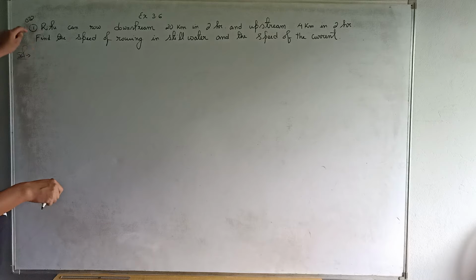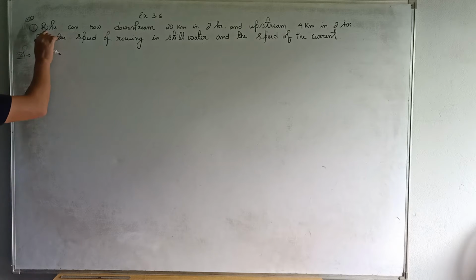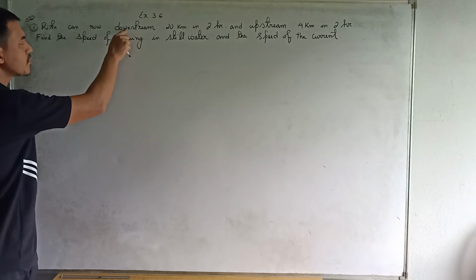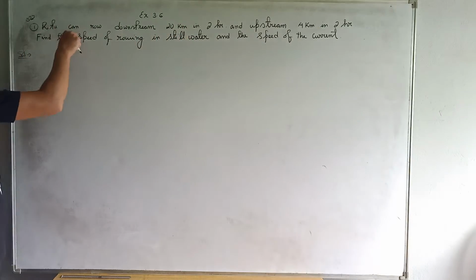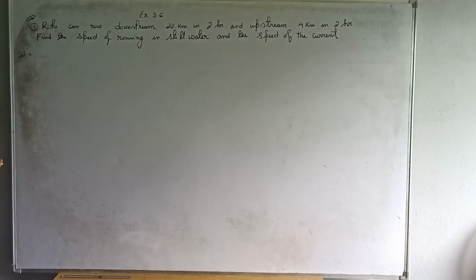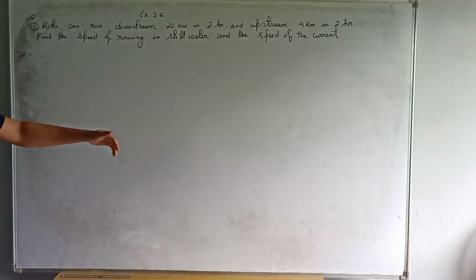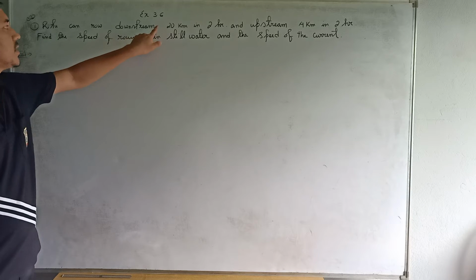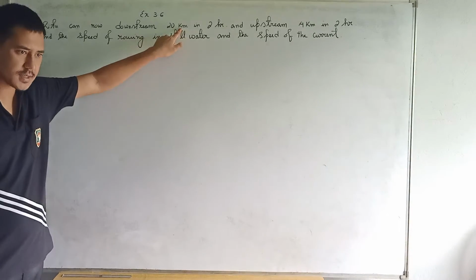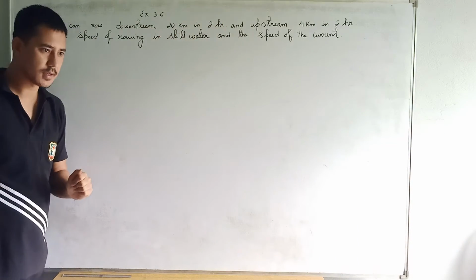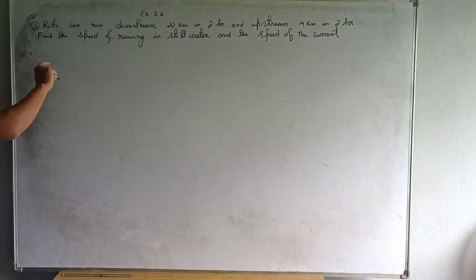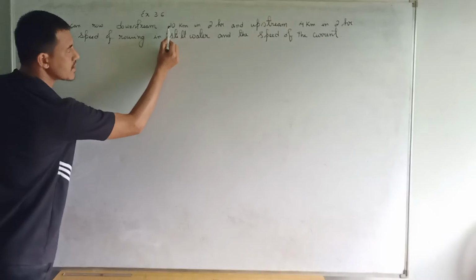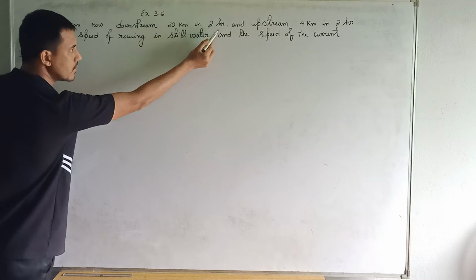The question says here, Ritu can row downstream 20 km in 2 hours. Ritu can row downstream means when Ritu rows her boat down the stream, she can cover a distance of 20 km in 2 hours.